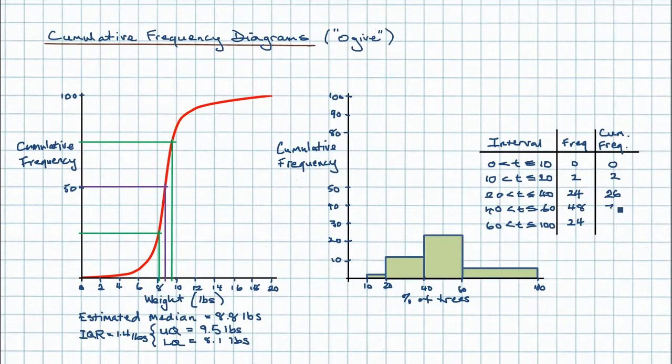If I then add 26 to 48, I will have 74 by the time I get to the end of this interval. And then finally, for this interval, I need to add this 24, so I get 98 in all. So that's the total number of trees in our apple orchard. So there are 98 trees.